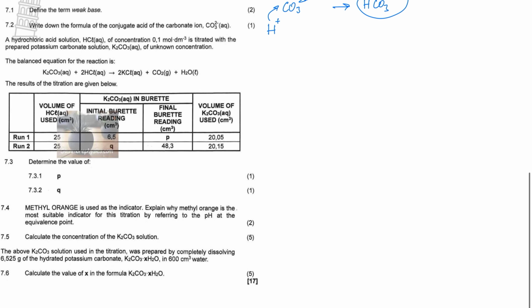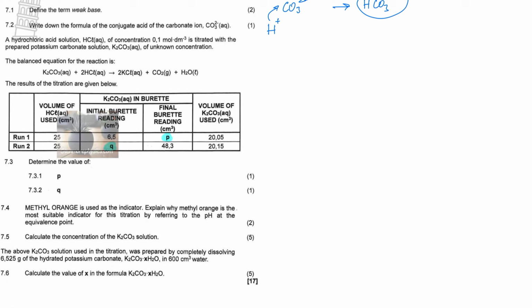Moving on. A hydrochloric acid solution, HCl, of concentration 0.1 moles per dm cubed is titrated with the prepared potassium carbonate solution of unknown concentration. The balanced equation of the reaction is K2CO3 plus 2HCl gives you 2KCl plus CO2 plus H2O. The results of the titration are given below. So 7.3 says determine the value of P and Q. So that's this value here and this value here.